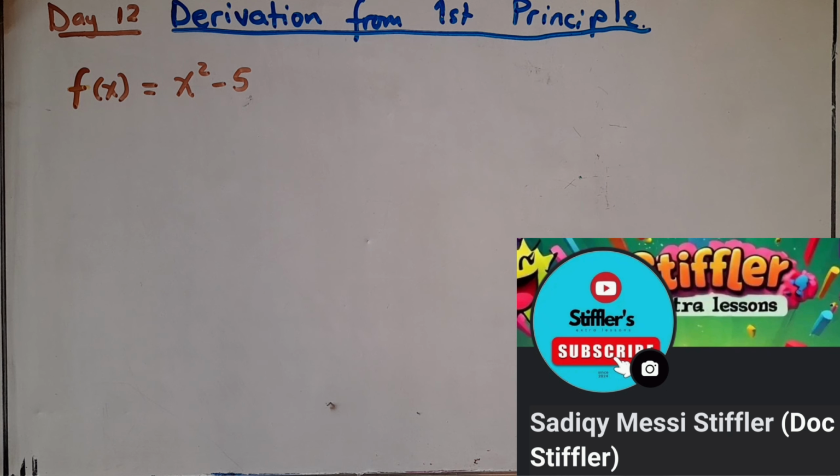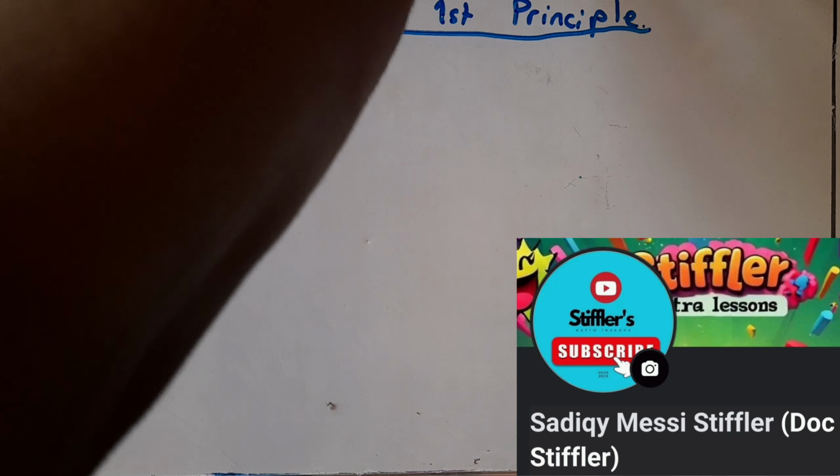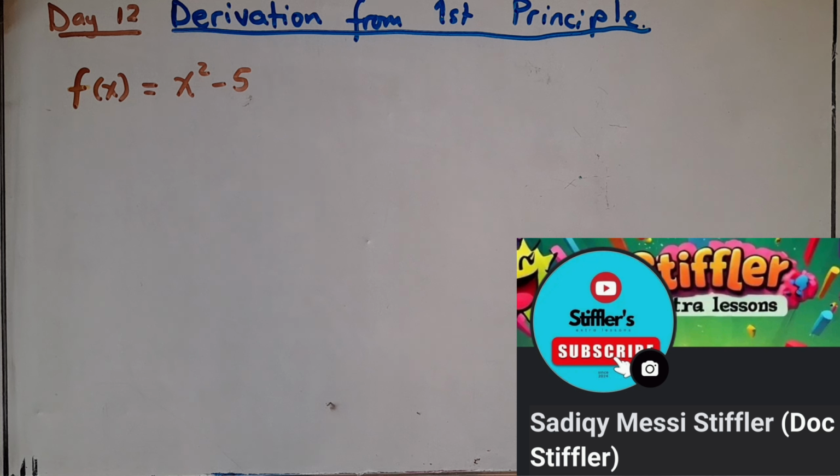Good day. So today we are on day 12 of daily questions solution. Today we are just dealing with derivation from the first principle. This is calculus, guys. So if you want to derive from the first principle, this is what you do. We have our function f(x) = x squared minus 5.